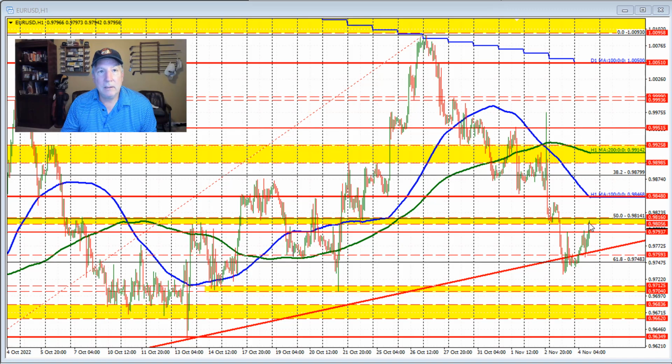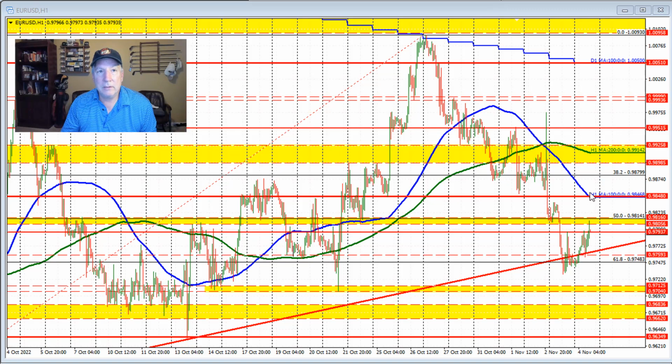Conversely, if we find sellers against this 50% retracement, we're going to look back toward the trend line, which is an iffy trend line now, but the 61.8% retracement, and then we look toward this swing area down here between 0.971 and 0.97125. So that's the decision. This is the barometer for the buyers and sellers, and it's going to remain the barometer going forward as well. So be aware of that.